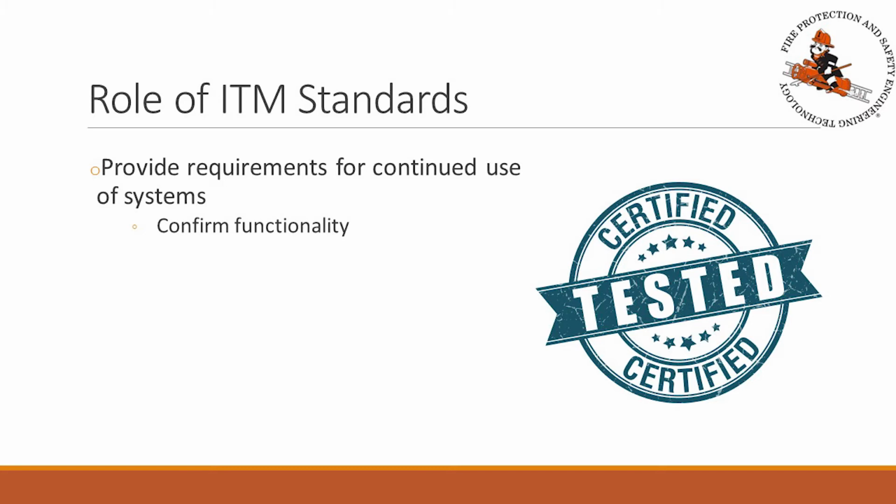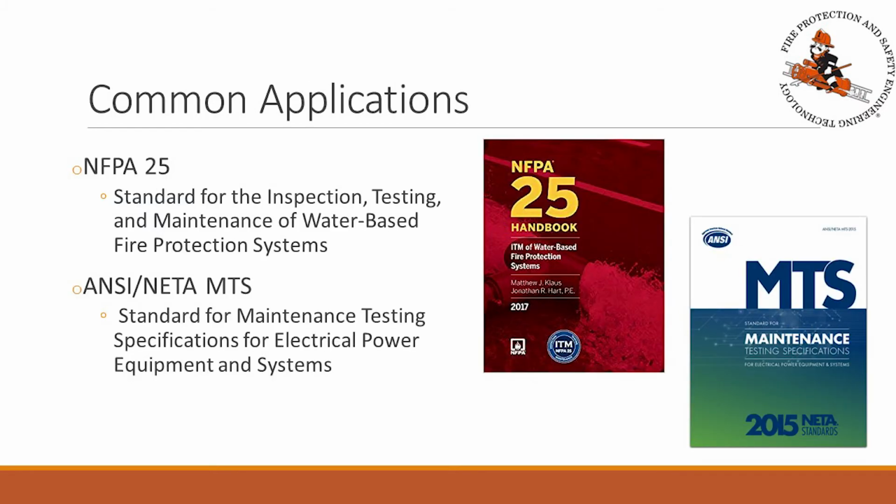So if there is a fire in a facility and it has a sprinkler system, we want to make sure that it operates appropriately. We also want to make sure that if there's a fire alarm system with notification appliances, that it properly functions to notify occupants. These are all things that we want to continuously monitor, so that way we know that system will be there when we're in need. Again, common applications of our inspection, testing, and maintenance standards.